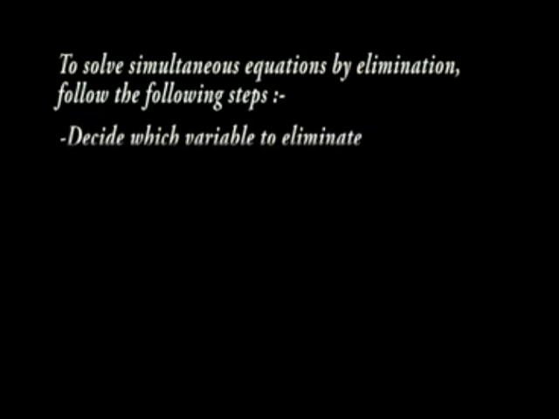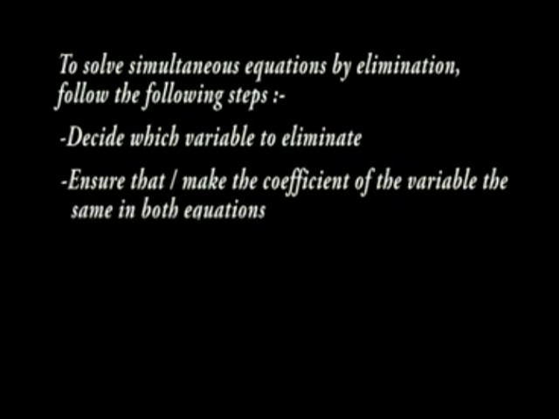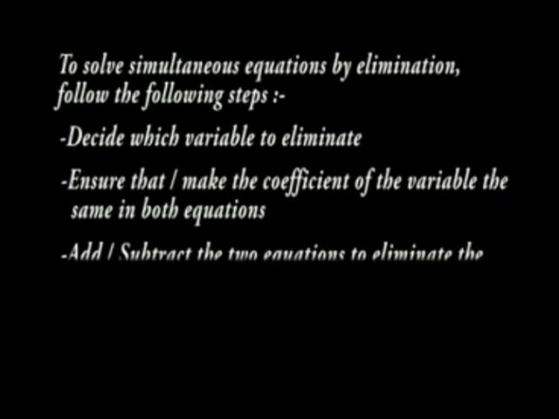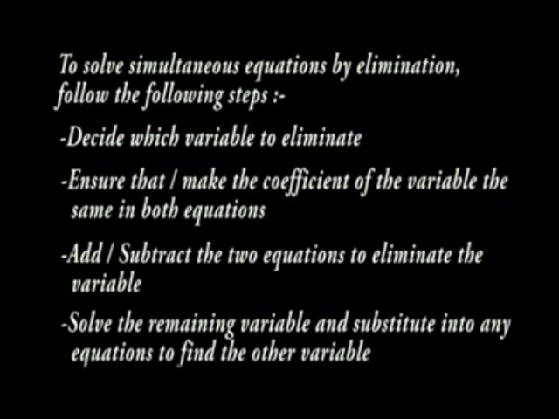To solve simultaneous equations by elimination, follow these steps. Decide which variable you want to eliminate. Ensure that the coefficient of the variable is the same in both equations. If not, make them so. Add or subtract the two equations to eliminate the variable. Solve for the remaining variable and substitute into any equation to find the other variable.